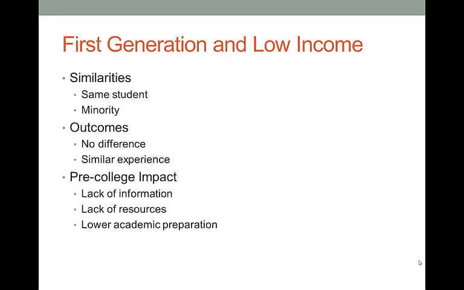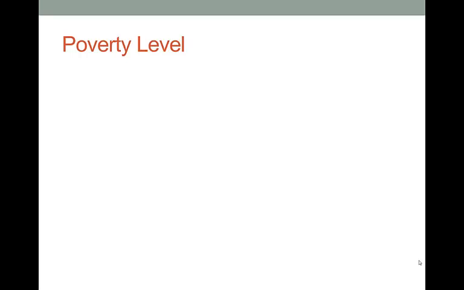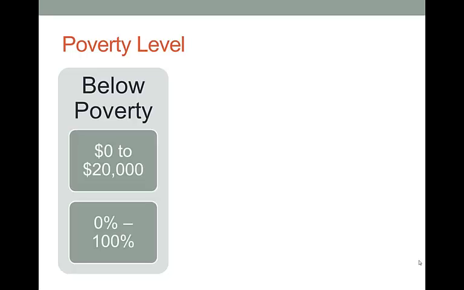But before we discuss the college experience of first generation low income students, we need to look at some definitions of what classifies these students. And before we can get into a discussion on low income, we need to talk about the poverty level. And this is how low income is technically defined. So for students in a family of 4 that have an annual income of $0 to $20,000, they are considered below poverty. The poverty line is generally $20,000 to $25,000 for a family of 4.